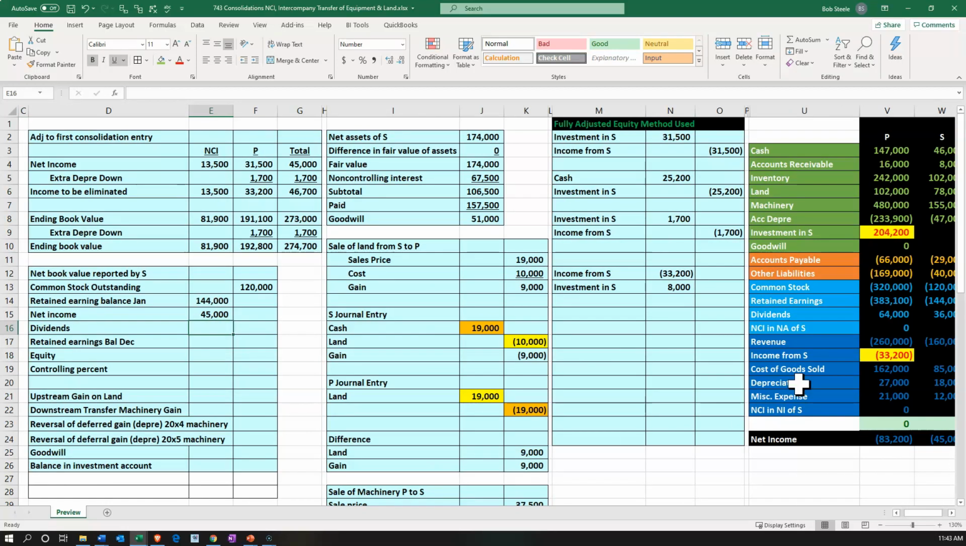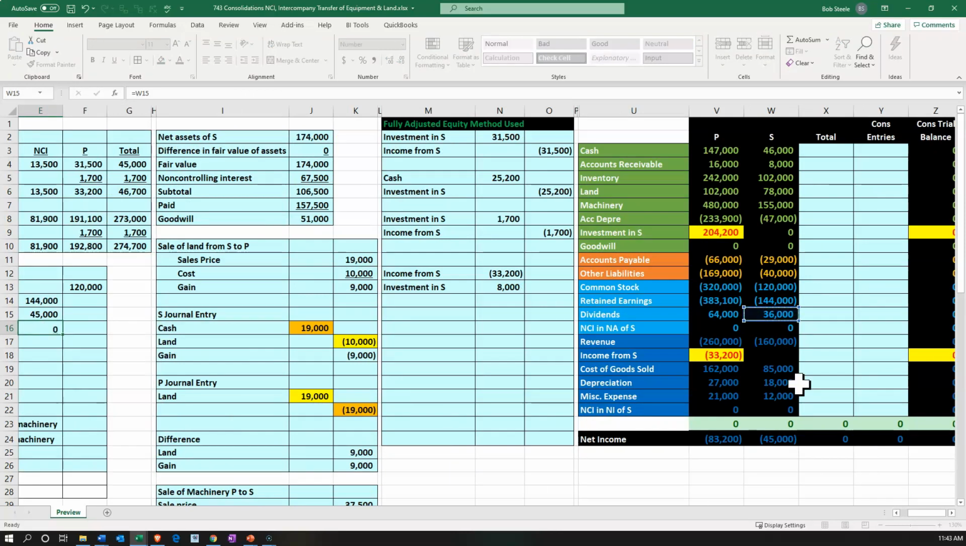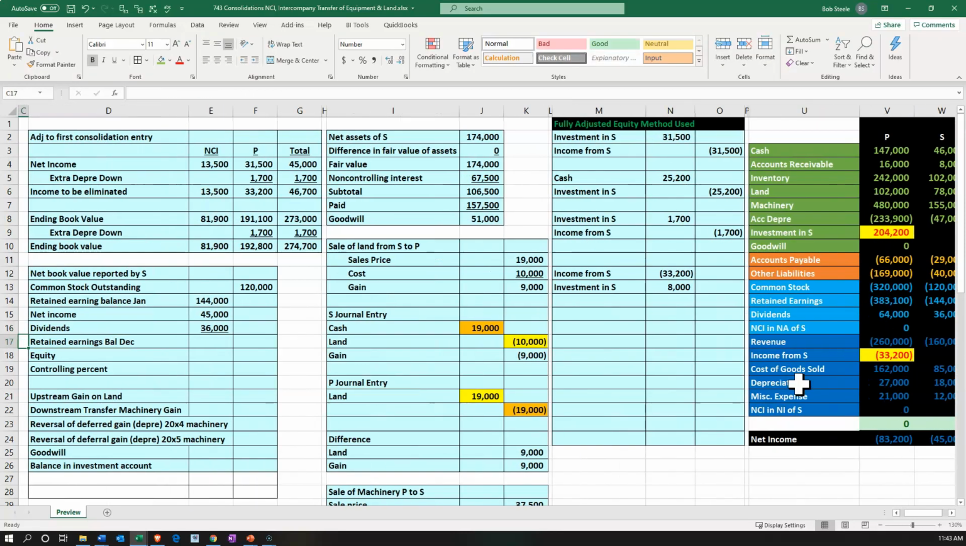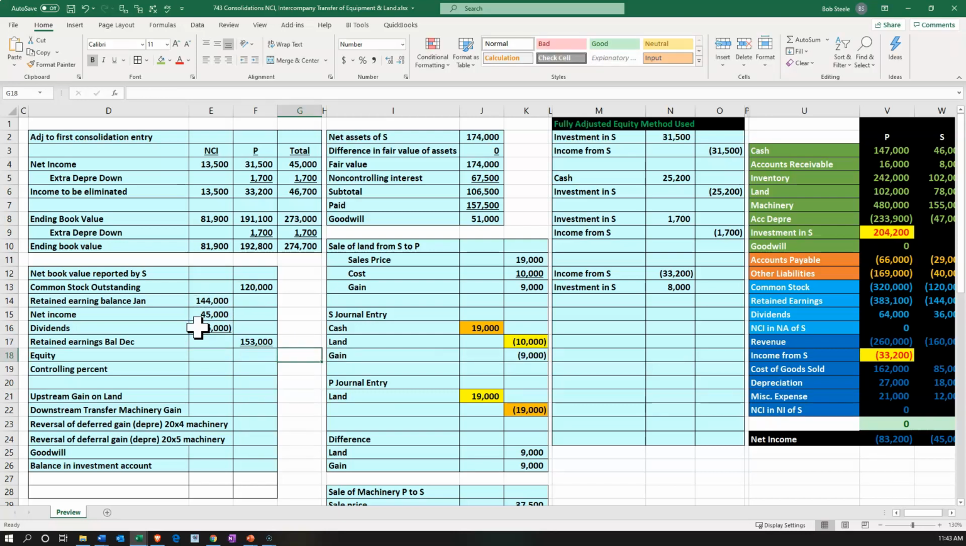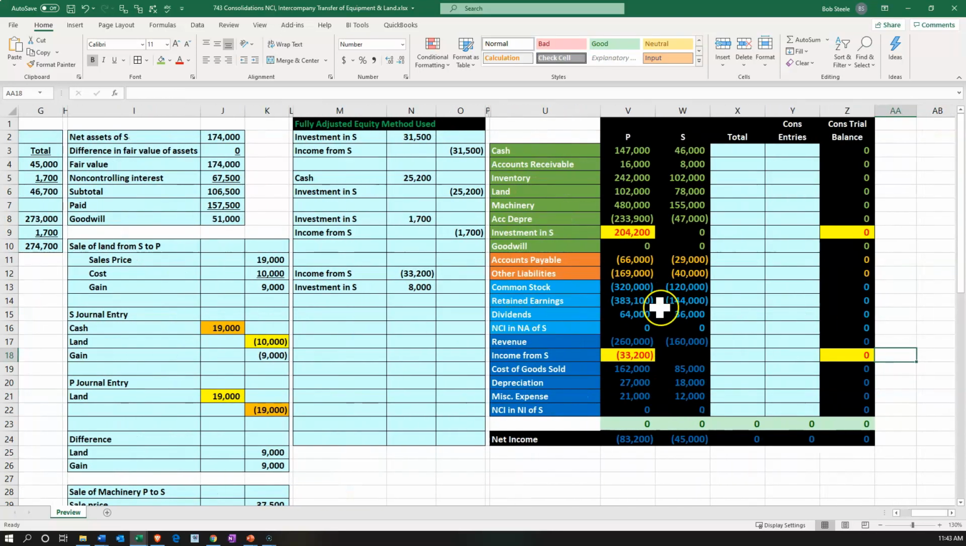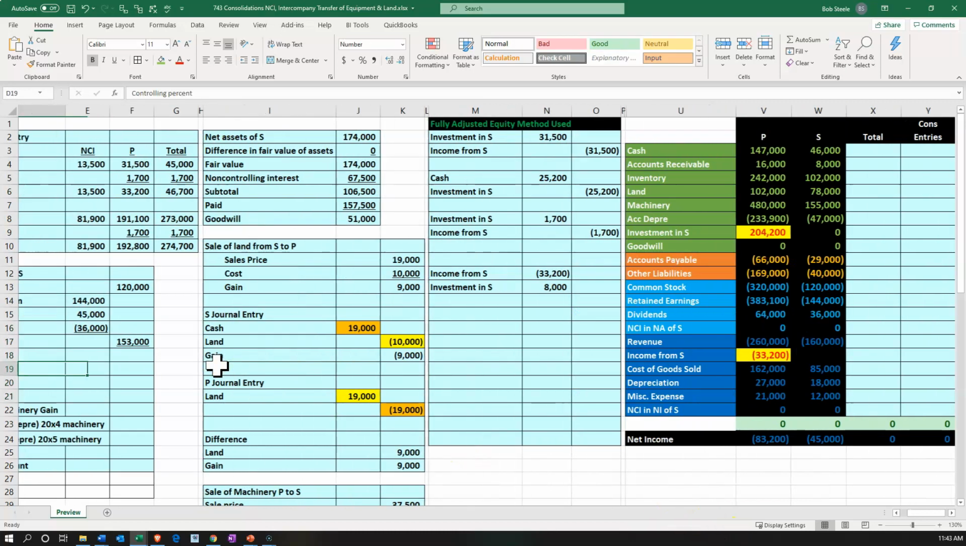Then we have the dividends. The dividends will be equal to this 36,000. Let's make the dividends a negative so we can just sum this up. So that's going to be our retained earnings, equal to the sum of these items. And notice if you were to go over here, you could sum that up in a nice little worksheet like this. So basically all of this is going to be the 153,000, the retained earnings.